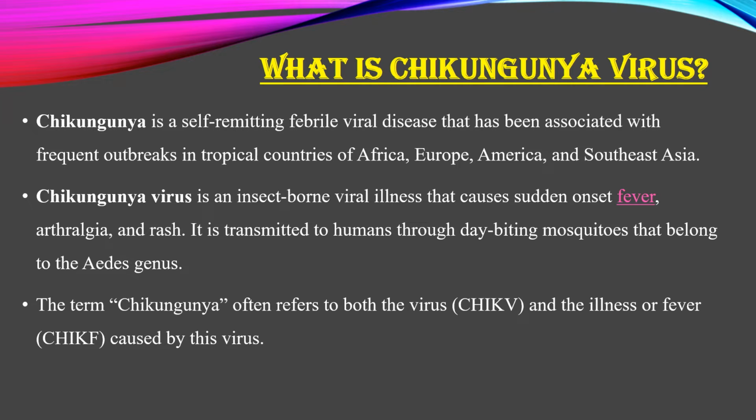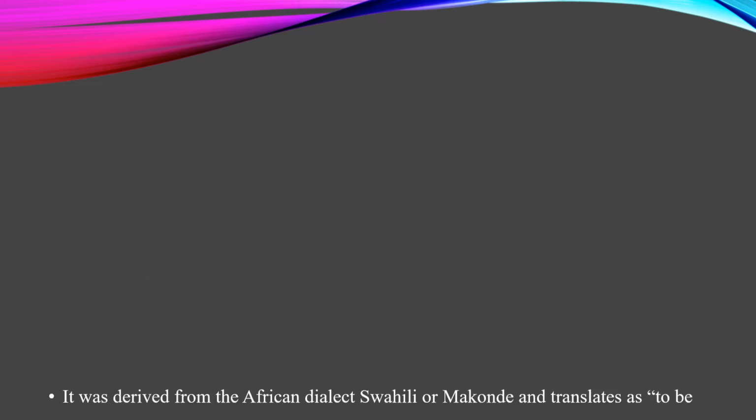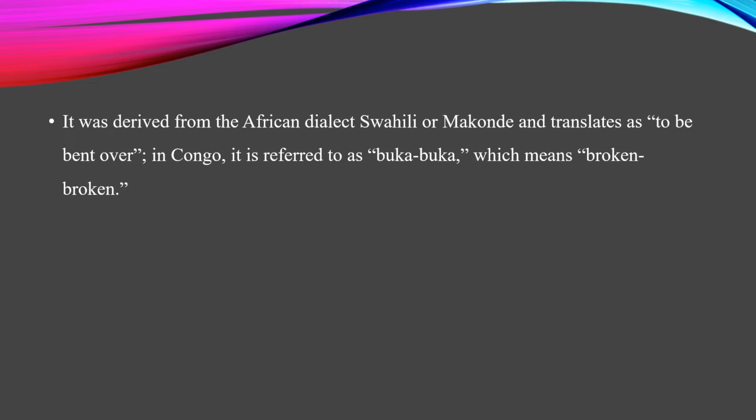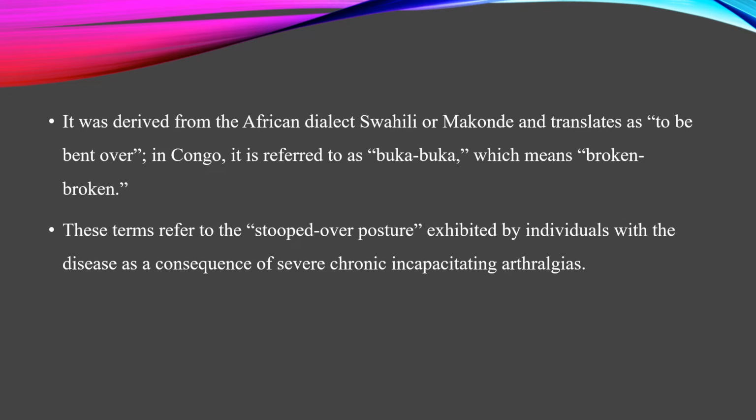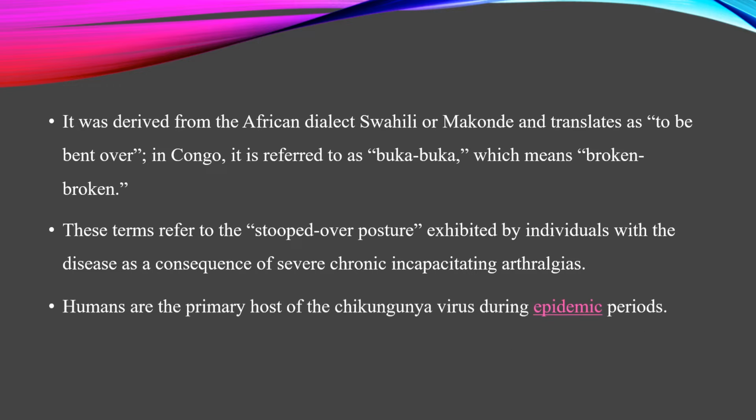The term chikungunya often refers to both the virus, CHIKV, and the illness or fever, chik-F, caused by this virus. Further, it was derived from the African dialect Swahili or Makonde and translates as to be bent over in Congo. It is referred to as buka buka, which means broken broken. These terms refer to the stooped over posture exhibited by individuals with the disease as a consequence of severe chronic incapacitating arthralgias. Humans are the primary host of the chikungunya virus during epidemic periods.